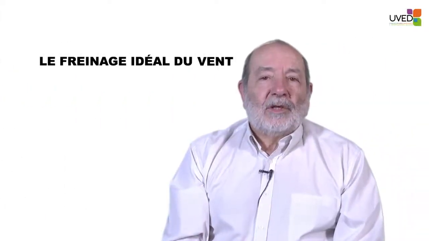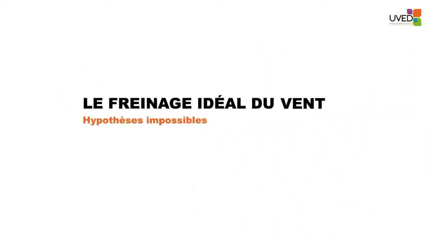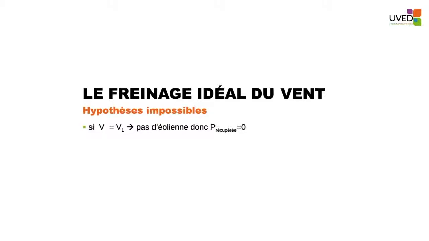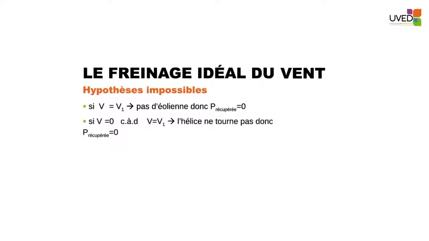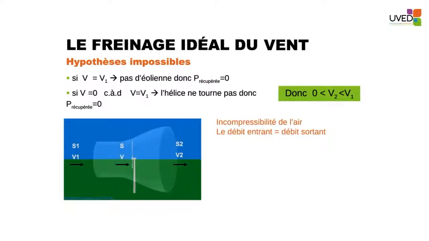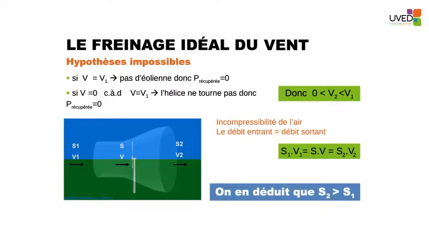turbine. If we place an obstacle in an airflow, the obstacle slows down the air velocity. And if it is a wind turbine, behind the wind turbine, downstream of it, the wind velocity will be lower than before the windmill. Here we have the speed V2, which is between 0 and V1. But the two extremes are impossible, because if V2 equals V1, it means there is no wind turbine, there is no recovered energy, and if V2 equals 0, the windmill cannot rotate.